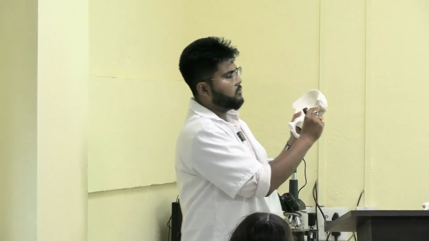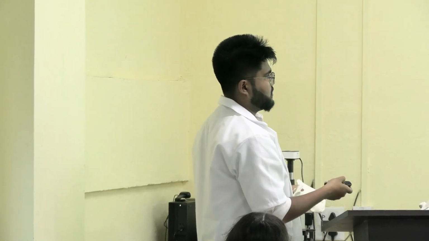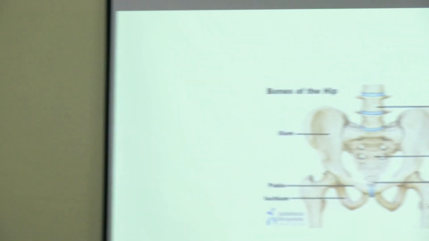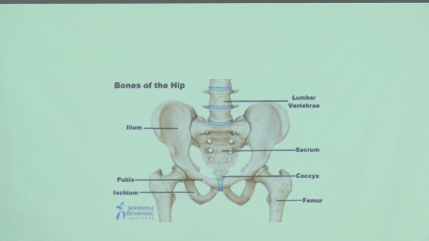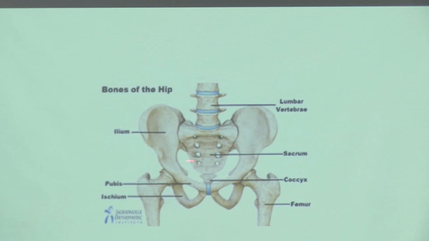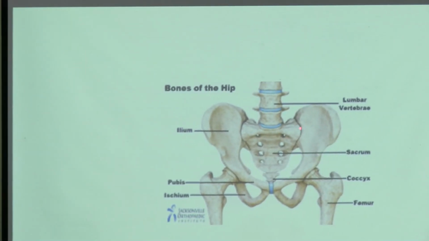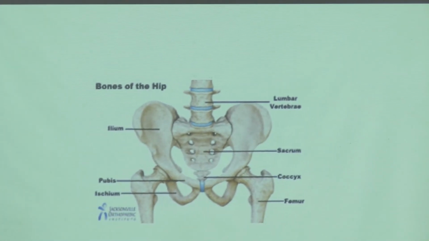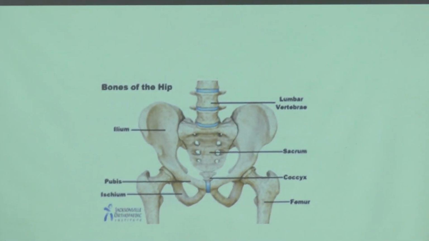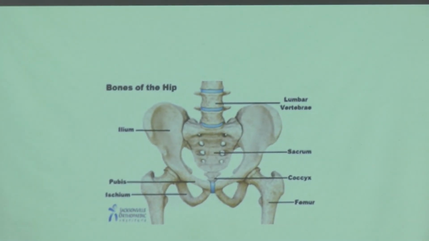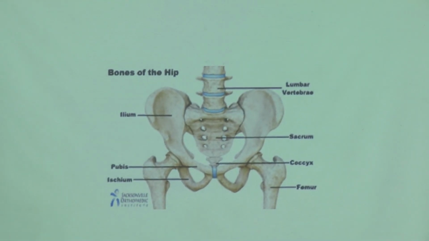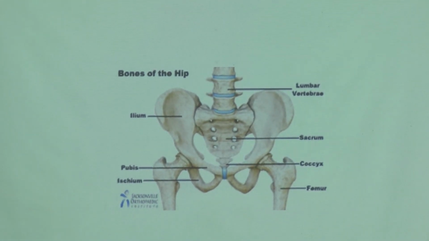Why is it called auricular or articular? Because you can see in this diagram, this articulates with the sacrum vertebra to form the sacroiliac joint. So this surface is called the sacroiliac surface. Here this can articulate with this bone and form the sacroiliac joint.